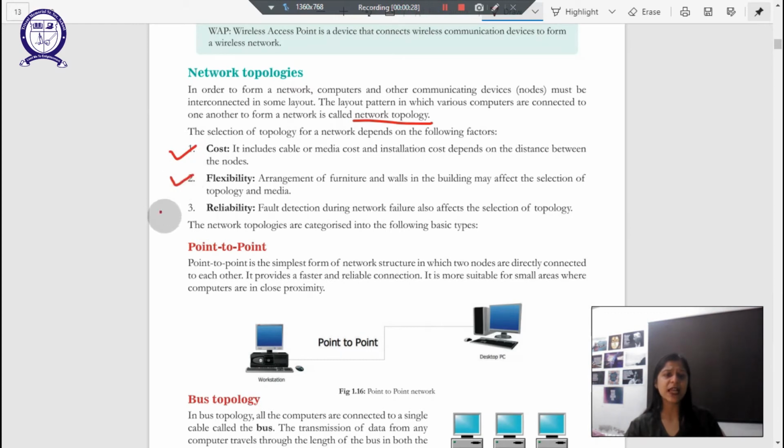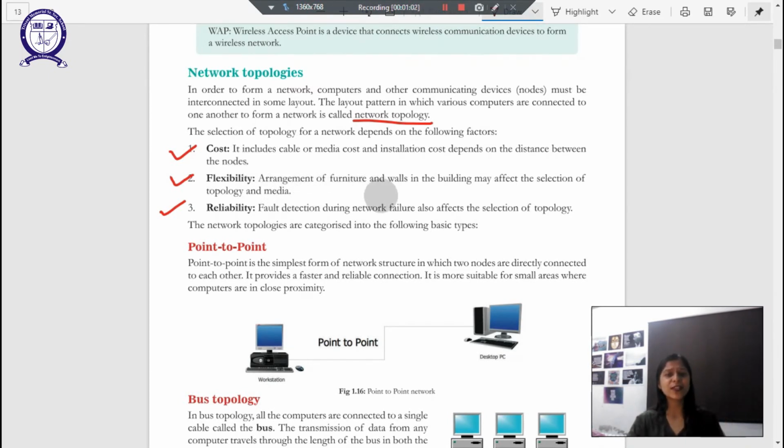Cost, flexibility and reliability. So the cost means the kind of wires and media cost, and installation cost depends on the distance between the nodes. So if our nodes are quite far away from each other, let's say they are 1 kilometer apart, and the cost includes the wires cost. So if we need to connect, we need to have a 1 kilometer long wire, right? So that's the cost of it. As much as the distance will increase, the cost of the cables and media will increase as well.